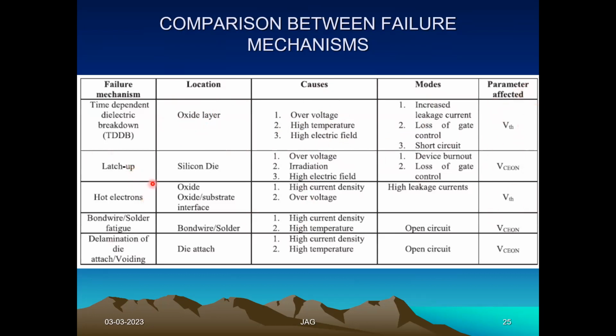For example, if latch up occurs, it occurs in the silicon die. Reasons are over voltage, irradiation, electric field, or over temperature. So all these are reasons for latching up. The device will burn out because heavy current will flow. And there is loss of gate control: even if you remove the gate voltage, it will not turn off, so you lose control. The parameter affected is VCE on, the collector emitter voltage.